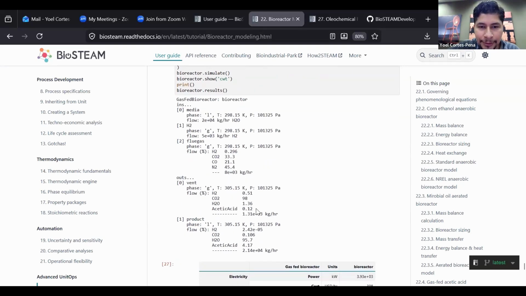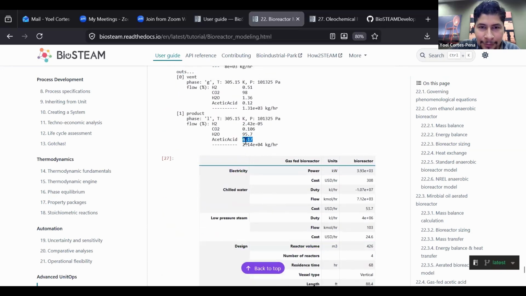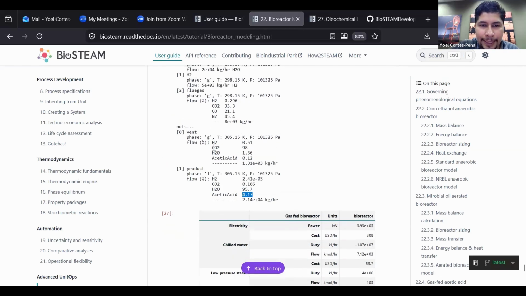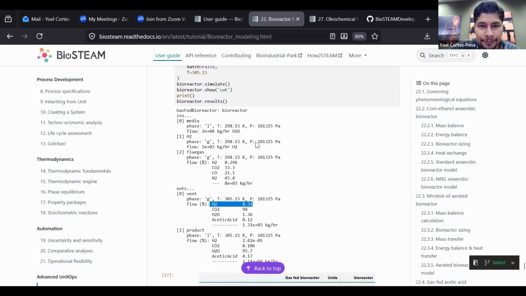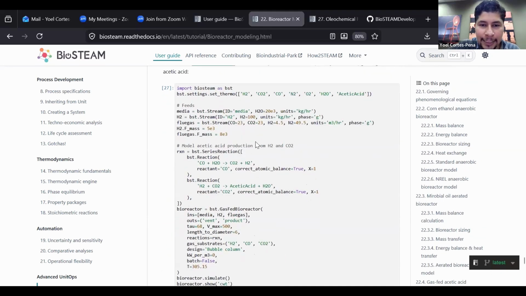Here we have a look at all the results. For those specific flow rates of hydrogen gas and flue gas, we're able to generate this amount of product. So our product is about, I'm not exactly sure what titer that is. So it's 4%, that's about 40 grams per liter in titer for acetic acid. And here you'll notice we weren't able to consume all the carbon dioxide, and a little bit of hydrogen is left over in the vent. Okay, any questions on the gas-fed bioreactor?